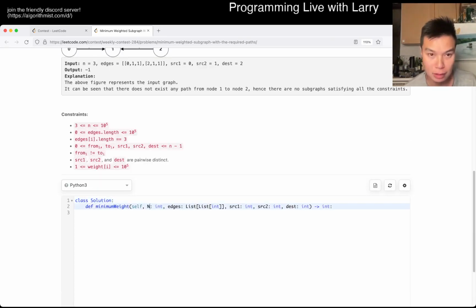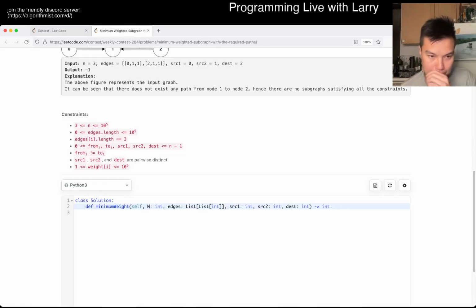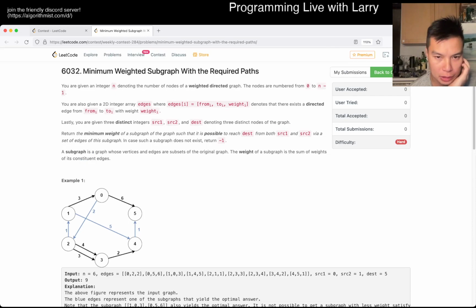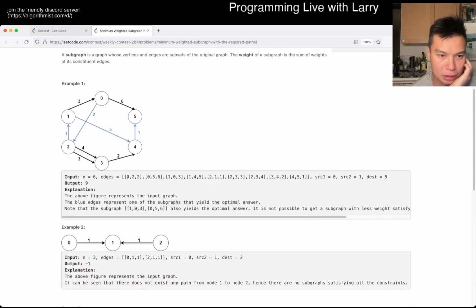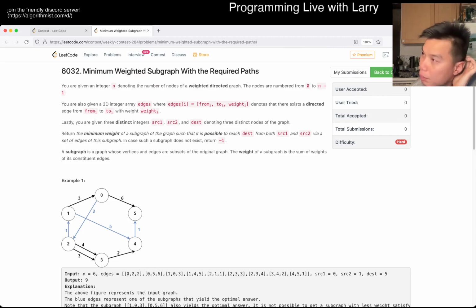Let's see. Surprised Josh didn't get it already, but let me think. Trying to think whether this is a min cut max flow. I don't think so though. Shortest path spanning tree? No, because there could be a case where the shortest paths are around and then you put the longer path in the middle. Something like that.